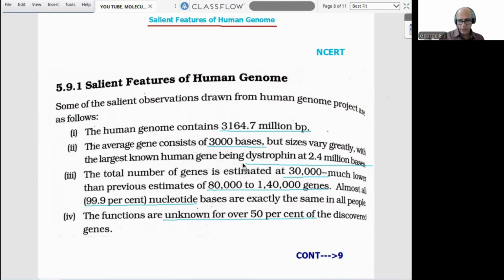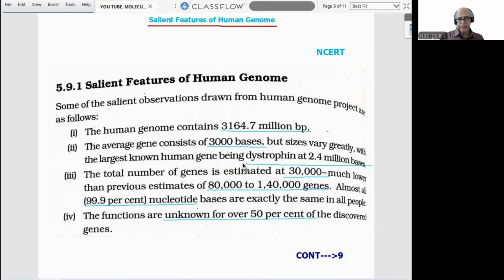Here, 1 or 2 questions from this aspect itself they'll be asking. So genome, mainly data, numerals. The human genome contains 3164.7 million base pairs. Average gene consists of 3000 bases, usual question. Sizes can greatly vary. The largest known human gene is dystrophin, which is underlined, at 2.4 million bases.